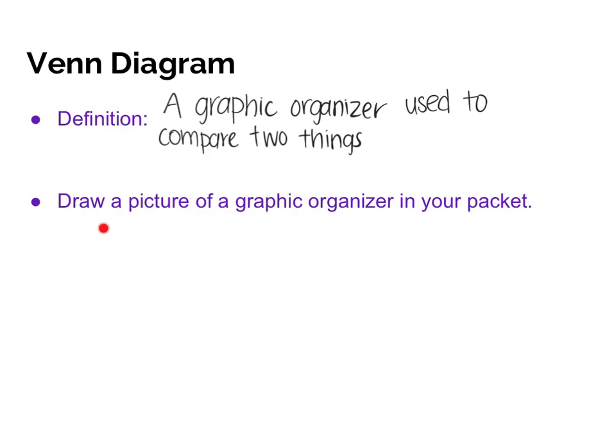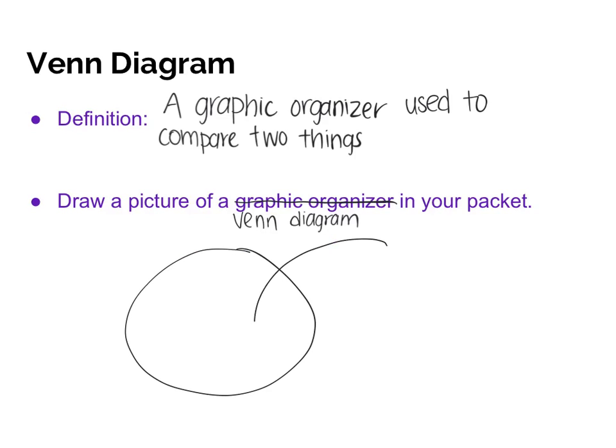Now, draw a picture of a graphic organizer in your packet. More specifically, draw a picture of a Venn diagram in your packet in the third column. Then what are two things you could compare? I think I'm going to compare me and my brother. Me and Danny.